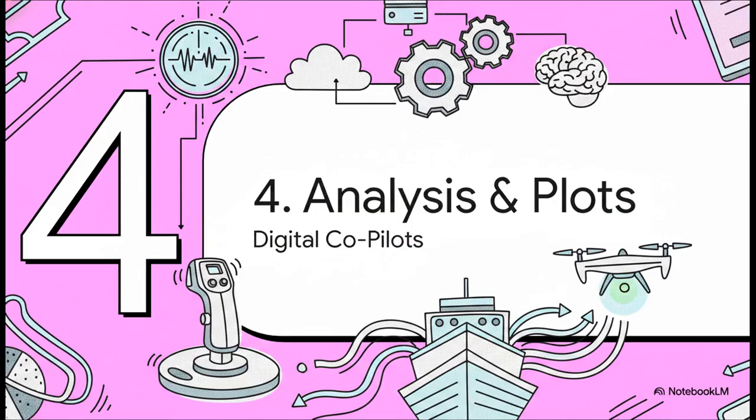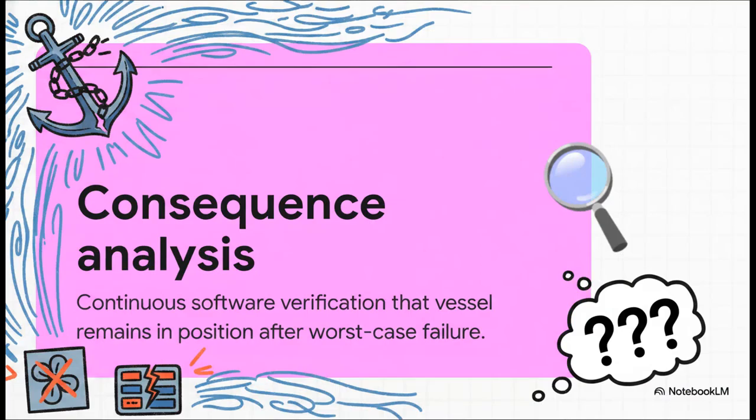Let's jump into Section 4, consequence analysis and polar plots. Meet your new best friend, consequence analysis. This piece of software is constantly playing out worst-case scenarios in the background. If it suddenly throws an alarm, it's basically warning you, hey, if our biggest generator or thruster fails right this second, our remaining power won't be enough to fight the current wind and waves. It's your ultimate risk assessment tool, constantly asking that terrifying what-if question so you don't have to.